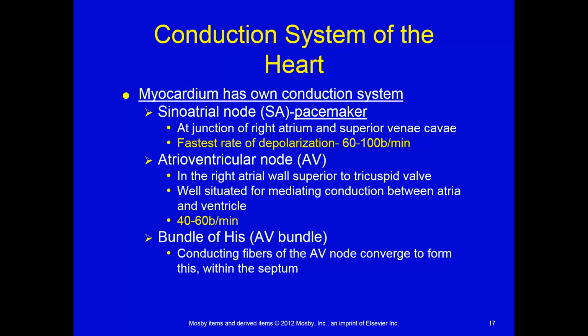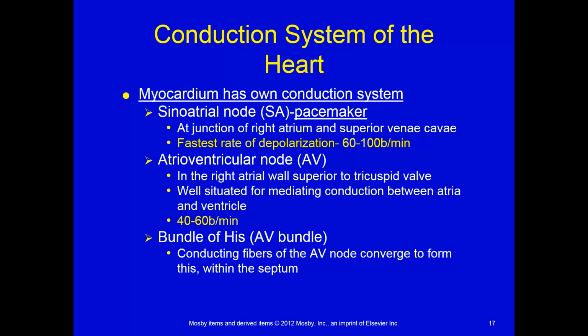Now, should something happen to the SA node, let's say someone had an MI, and it cut off blood supply to the part of the myocardium where the sinoatrial node is and wiped out the pacemaker of the heart. Luckily, the atrioventricular node can take over as the pacemaker of the heart, so the heart will not stop beating just because the SA node has been damaged or wiped out. However, look at the intrinsic rate of conduction of the atrioventricular node: 40 to 60 beats per minute.